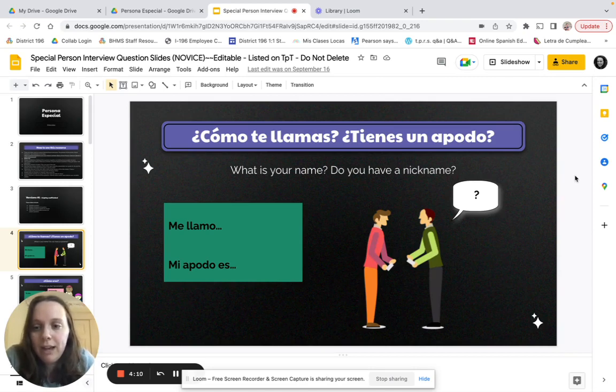So first off, like I said, I have all of the questions on slides. So the first one, ¿Cómo te llamas? ¿Tienes un apodo? So we do go over all the questions beforehand, before we start the interviews, before I choose someone to be interviewed in front of the class. So on each slide, it also has the question in English, and it also has sentence starters so that when the student is up in front of the class, I can say the question. I only say it in Spanish. They can look, and then they can use the sentence starters.